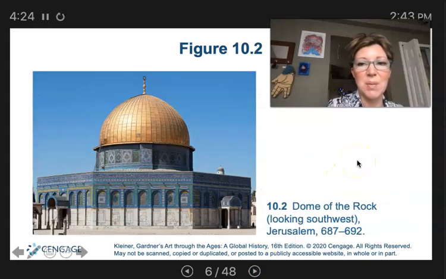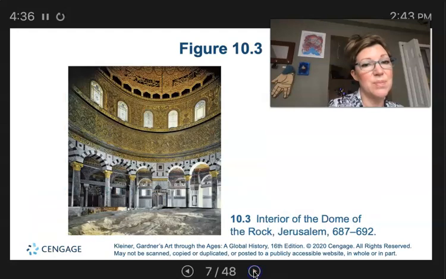Okay, Dome of the Rock. Wow, this is a really famous monument. It was built in Jerusalem over the place where Muhammad began his miraculous journey to heaven. So, quite a big deal. And beautiful. Okay, there's the interior.